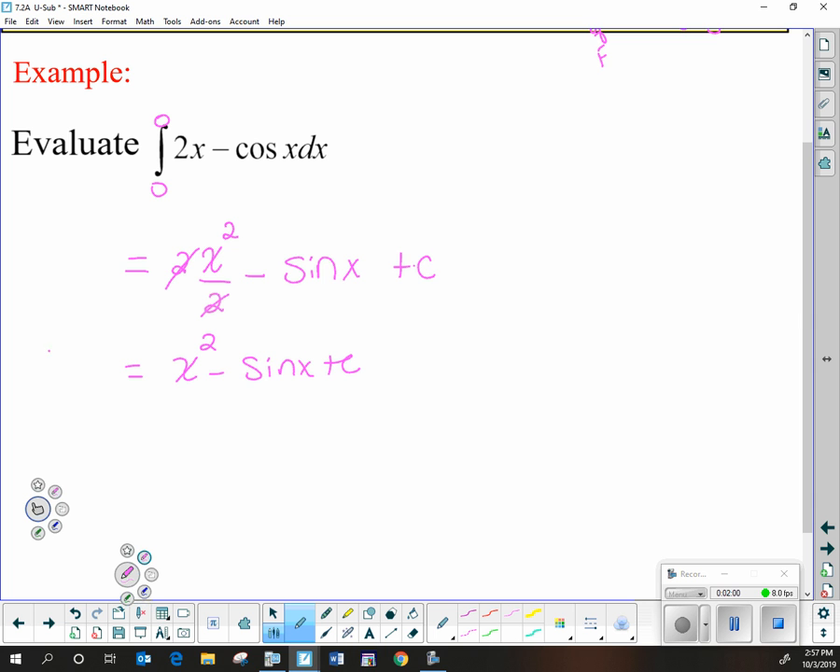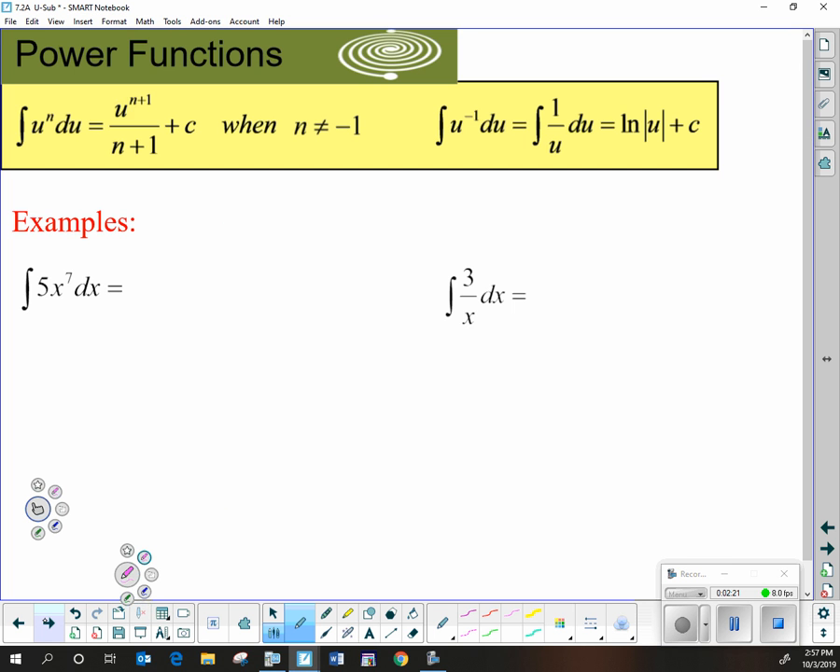You can check, so this would be considered my original function. You can check out the derivative of this, of big F. The derivative of big F would give us 2x minus cosine x plus 0. So yes, this matches what I started with, so we are all good.